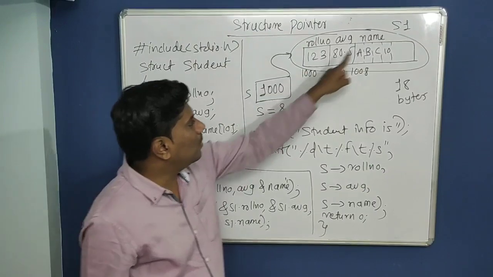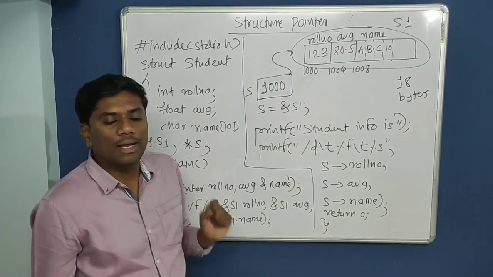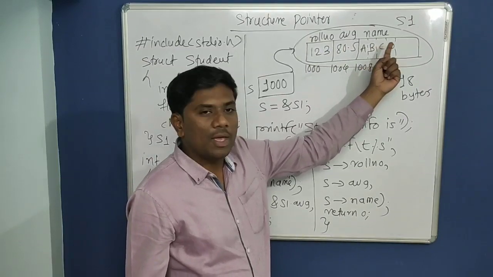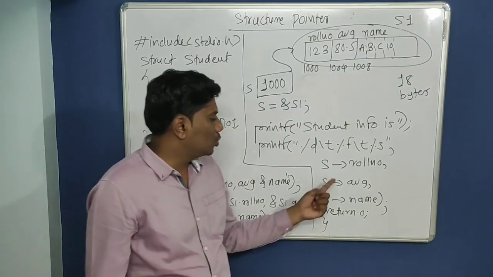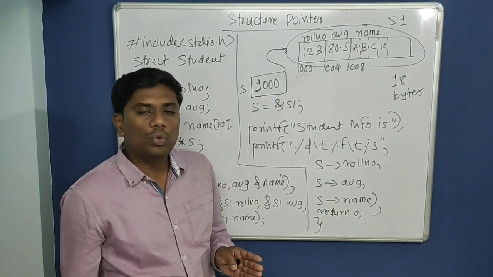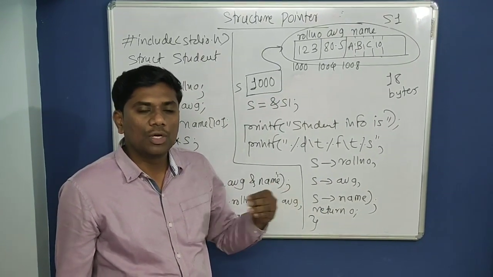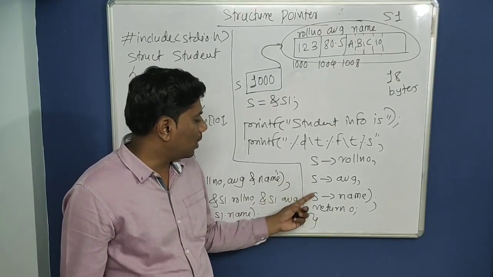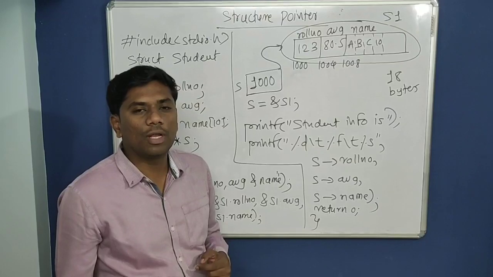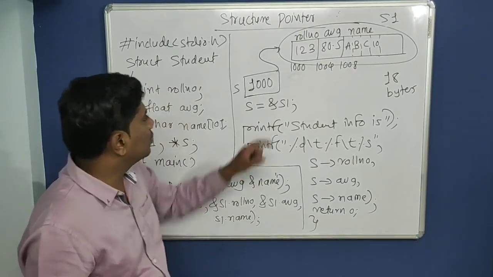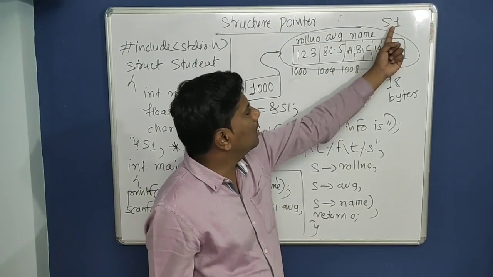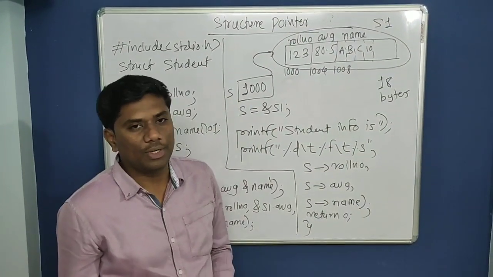S has the address of S1, that's why it has direct access to the roll number value, average and name. But remember that you should use the arrow operator. If we want to access structure member values with the help of a structure pointer, then use the arrow operator. If you want to access structure member values with the help of a simple structure variable, suppose you want to access 123, 80.5 and ABC with the help of S1, then use the dot operator.